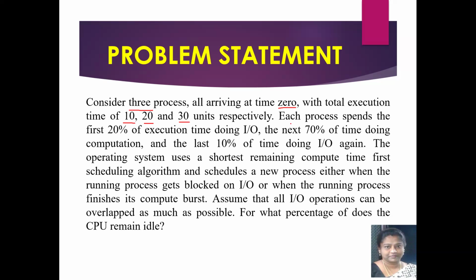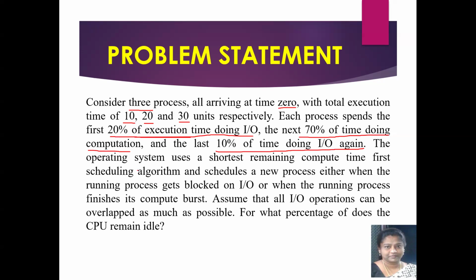Now our next part of the problem statement: each process spends the first 20% of execution time doing I/O, the next 70% of time doing computation, and the last 10% of time doing I/O again. So we know that the total time of a process is contributed by both I/O burst and CPU burst. According to this problem statement, the first 20% is for I/O burst, the next 70% is for CPU burst, and the last 10% is for I/O burst again.